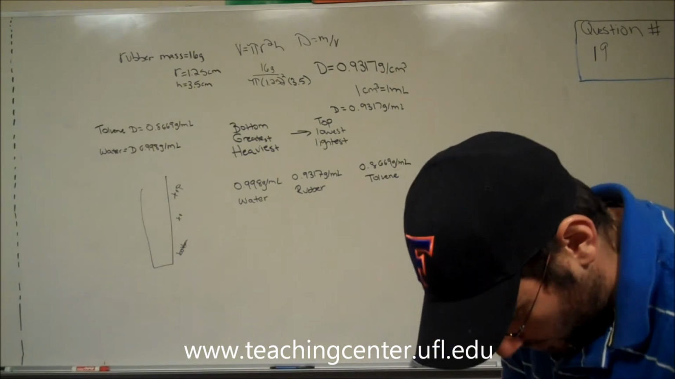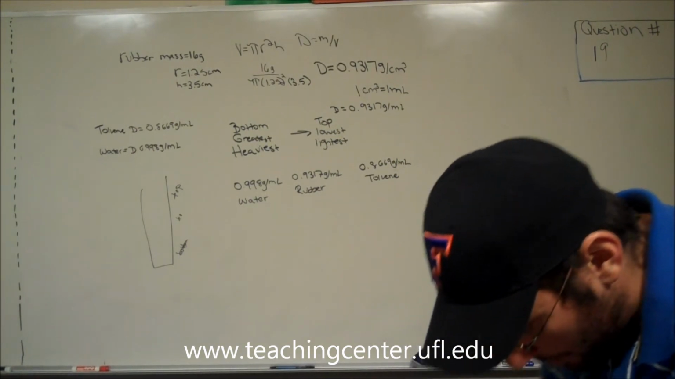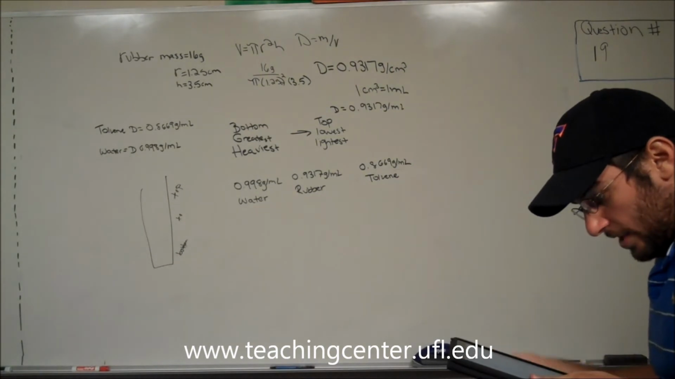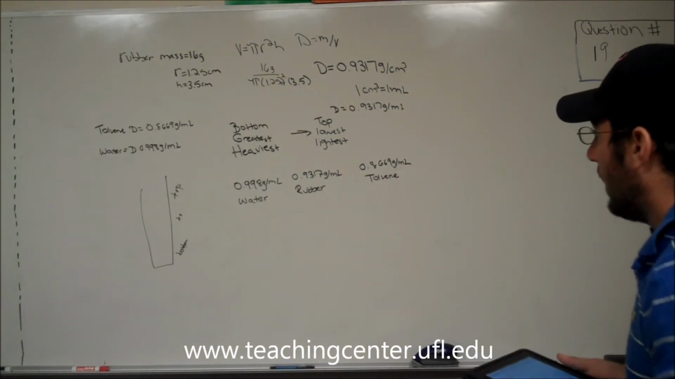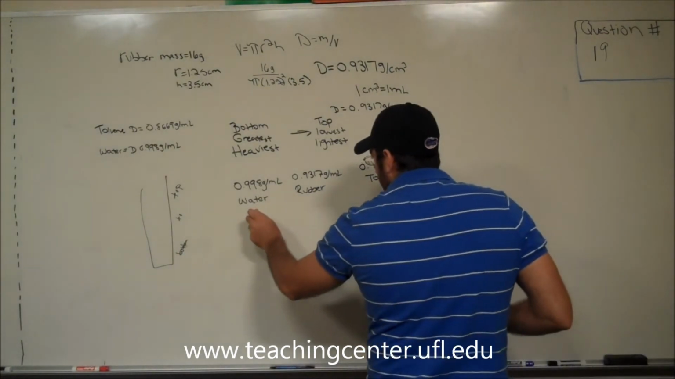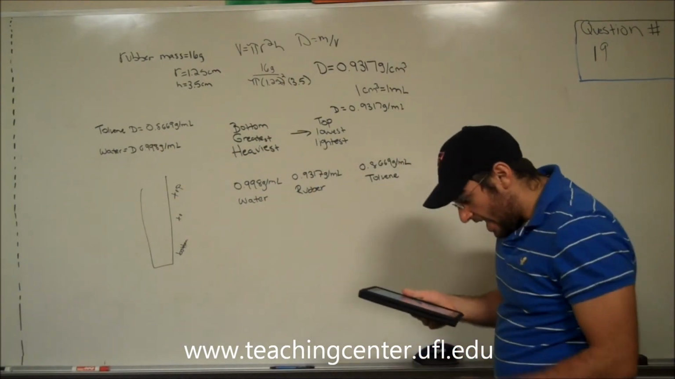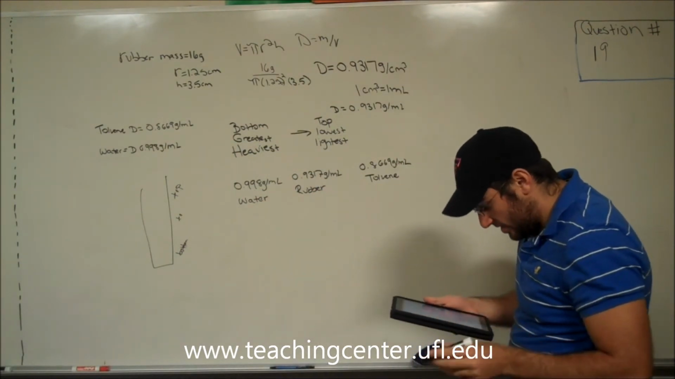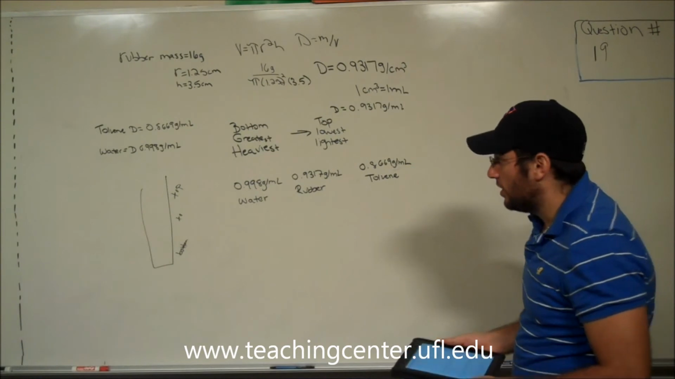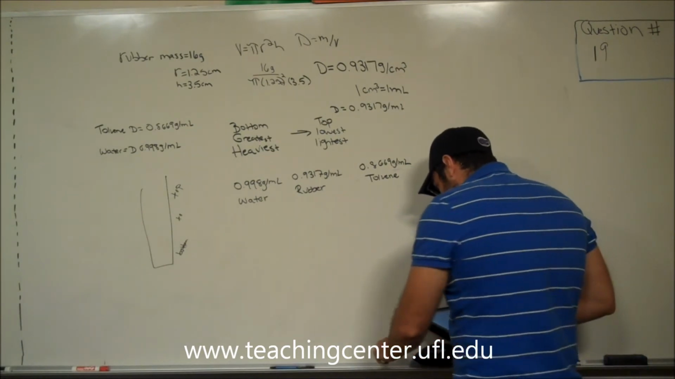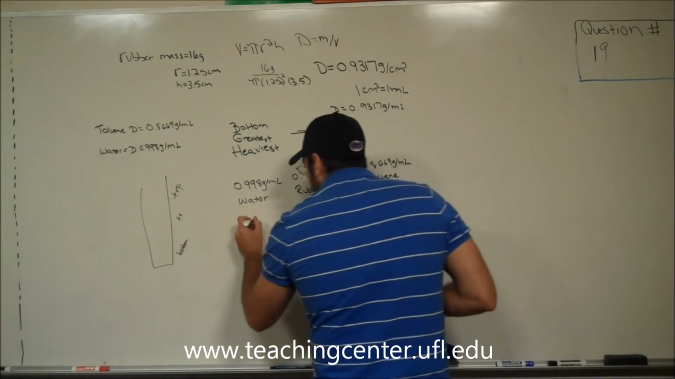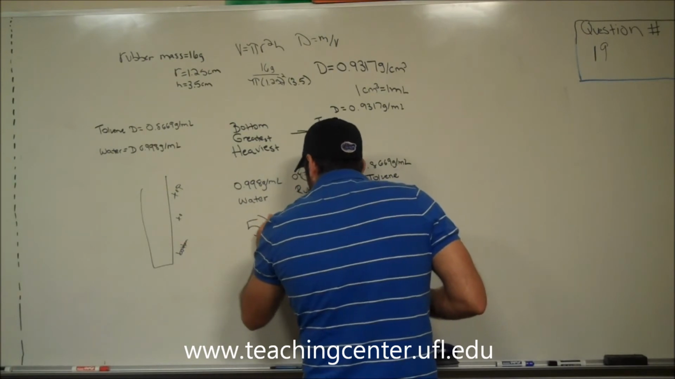So let's go to our answer choices. Remember, it says, what will be the order in the cylinder from bottom to top? So we know that water has to be listed, then rubber, then toluene. If we look at all of our answer choices, not one of them starts with water. So your answer is answer choice number 5, none of the above.